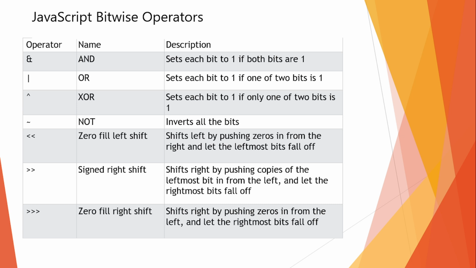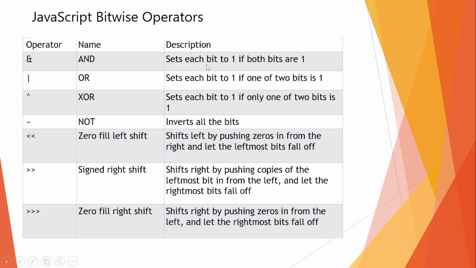JavaScript bitwise operators. Operators like AND, OR, XOR, NOT, zero fill left shift, signed right shift, zero fill right shift. So we can check the description here.